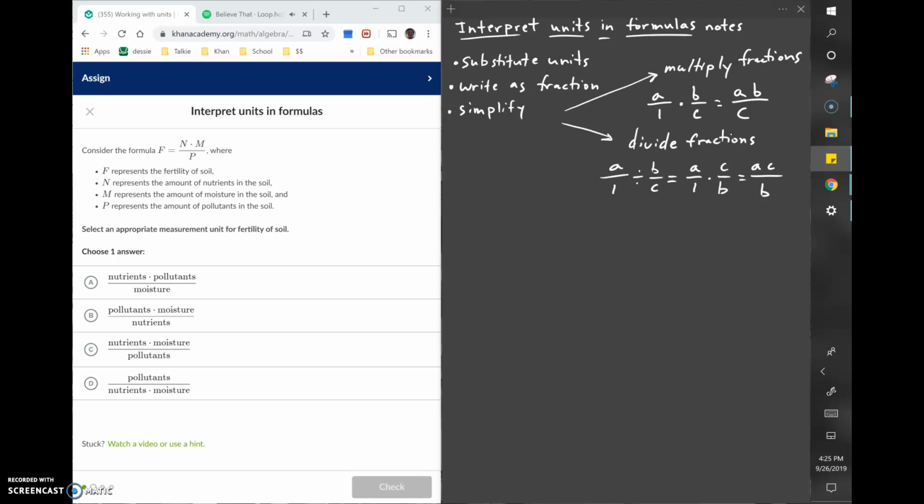So N tells us that we've got nutrients, and we're multiplying nutrients times M, and it says that M represents moisture. So we've got nutrients times moisture. I'm just recreating it, and rather than write the letter, I'm just writing what the letter represents. Divided by P, and P represents the pollutants.